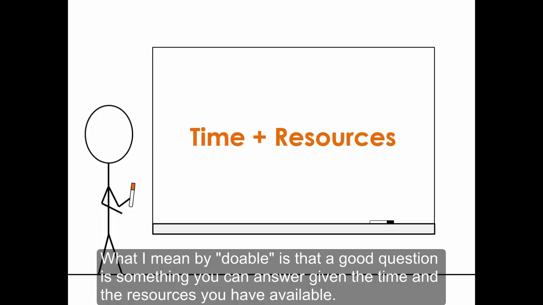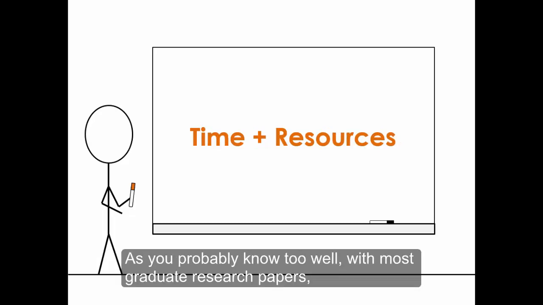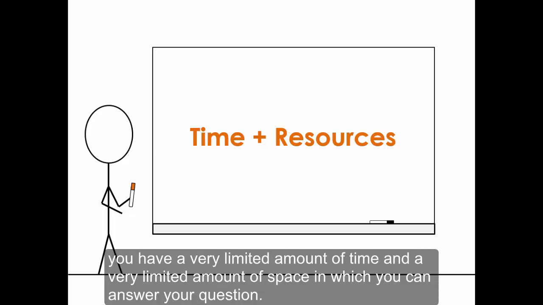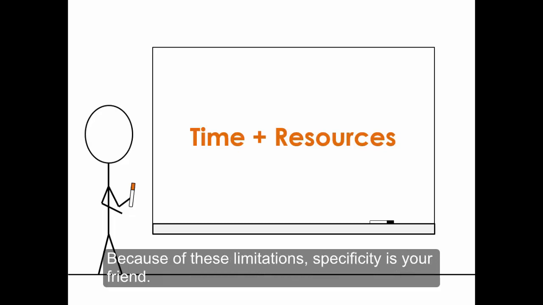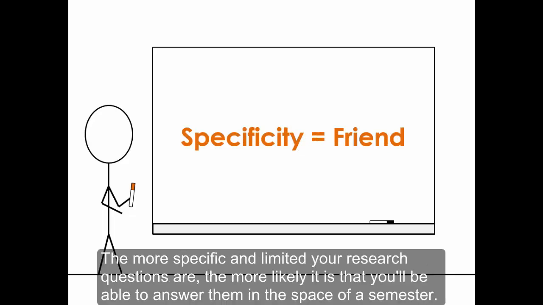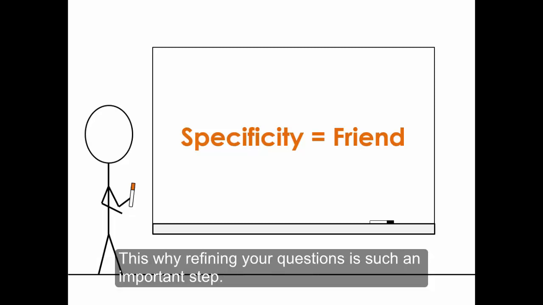resources you have available. As you probably know too well, with most graduate research papers, you have a very limited amount of time and a very limited amount of space in which you can answer your question. In most cases, you don't have time to conduct an extensive original study or travel to distant archives. Because of these limitations, specificity is your friend. The more specific and limited your research questions are, the more likely it is that you'll be able to answer them in the space of a semester. This is why refining your questions is such an important step.